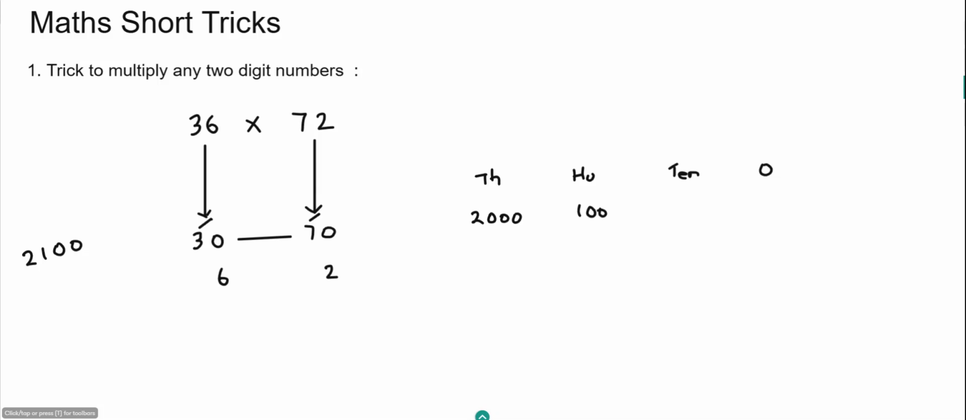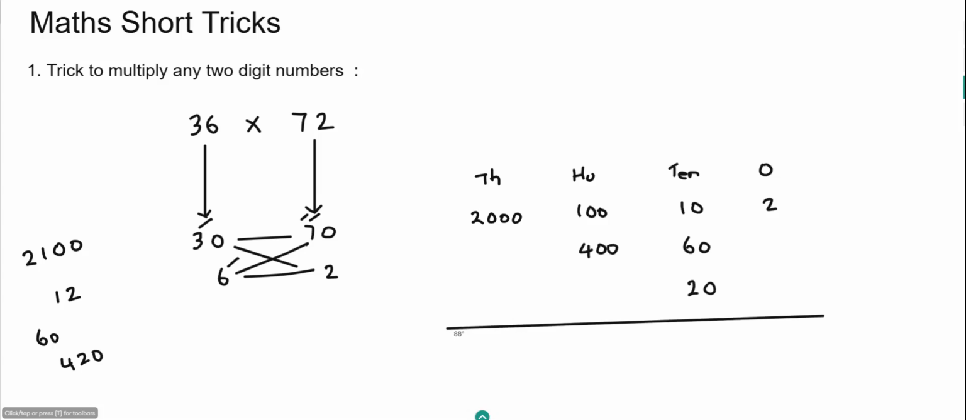And then we find the other horizontal product, that is 6 times 2, and that is 12. We write it like 10 plus 2, so 10 under the tens column, and then 2 under the ones column. Now we have to find the cross products, that is 30 times 2, which is 60. We can write that under the tens column, and then 6 times 70, that is going to be 420, because 6 times 7 is 42, and then add 10. So we can write that as 400 plus 20. So 420 goes into the tens column.